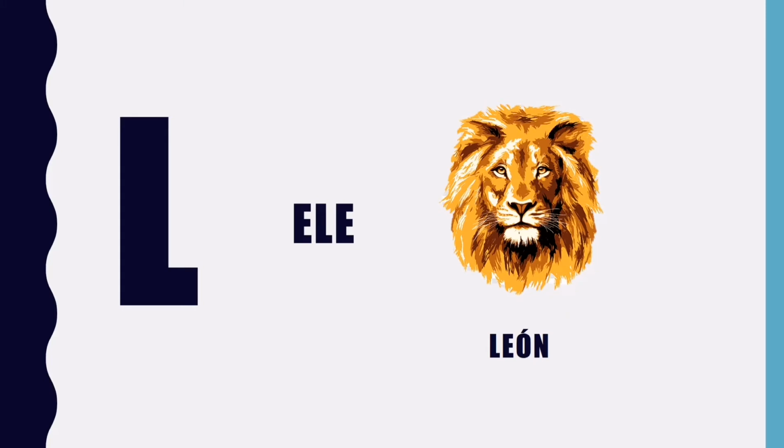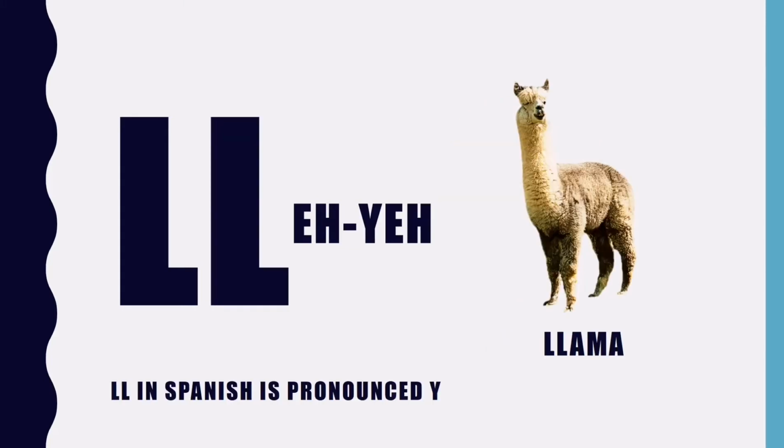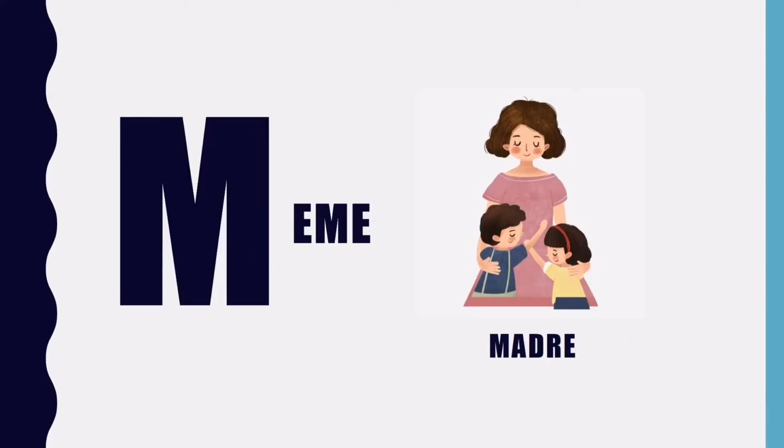The letter L is pronounced L, like the word león. The letter double L, this doesn't exist in English or other languages, I don't know, but the double L in Spanish is pronounced y. It's called elle, and it's pronounced like a Y. So we don't say llama with an L sound, we say llama with a Y sound. When you have double L, you pronounce it as Y, llama.